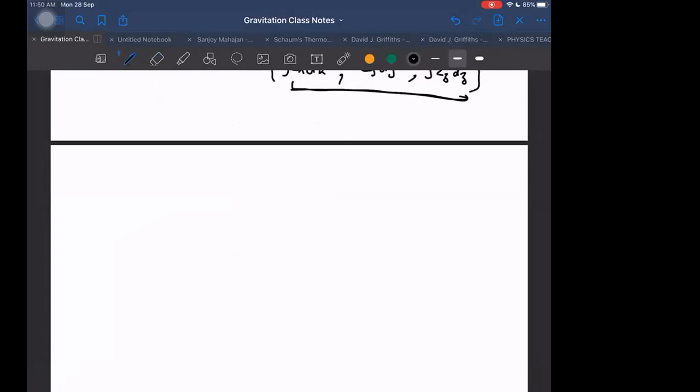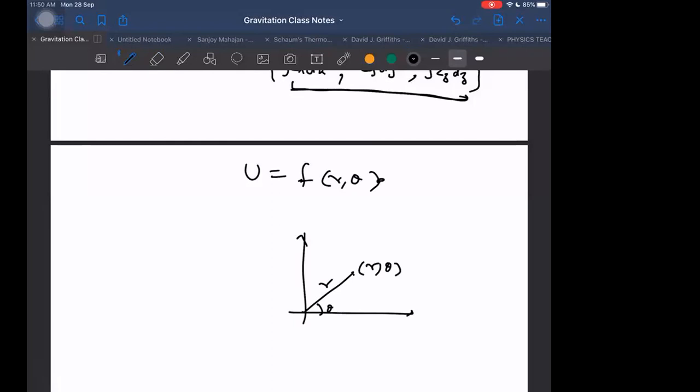For example, sometimes potential energy may be a function of r, theta, etc., meaning the polar coordinate system. It may be a function of a distance r and an angle theta. We call these R cos theta, R sin theta, and this is also how we represent some position.